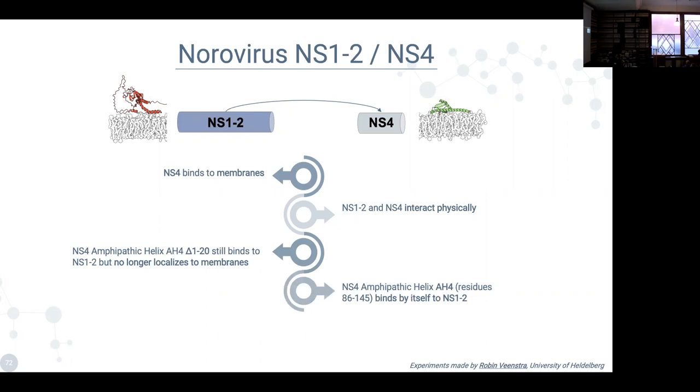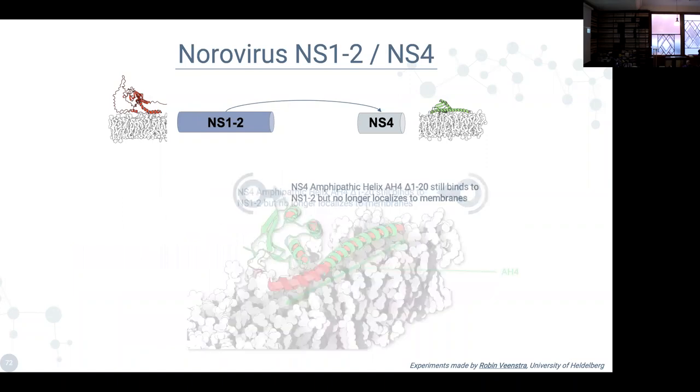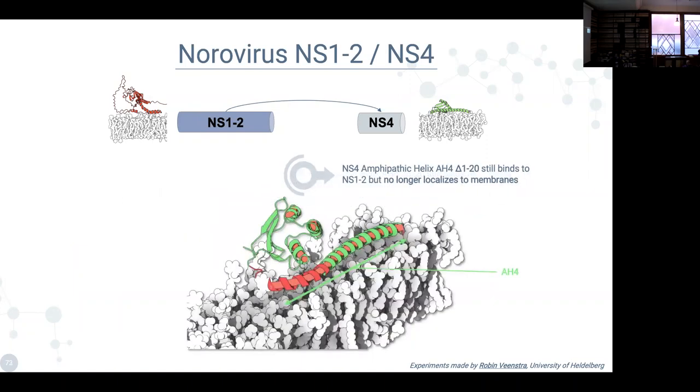But it will still continue to bind to NS1-2, and apparently we have 5 amino acids that are very important in the interaction of the two proteins. So we use this and we check all this result from the experiment, if we can find an explanation in our models.